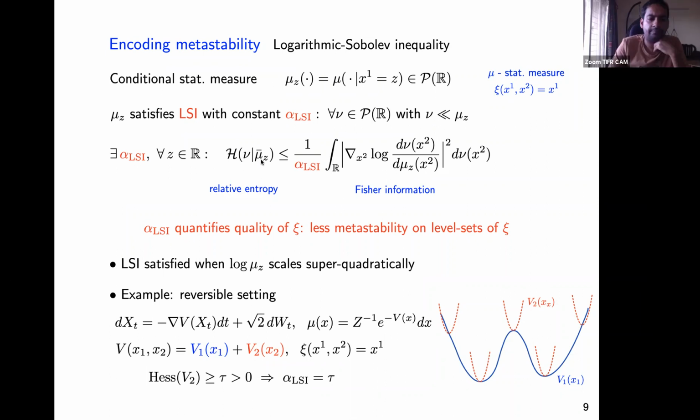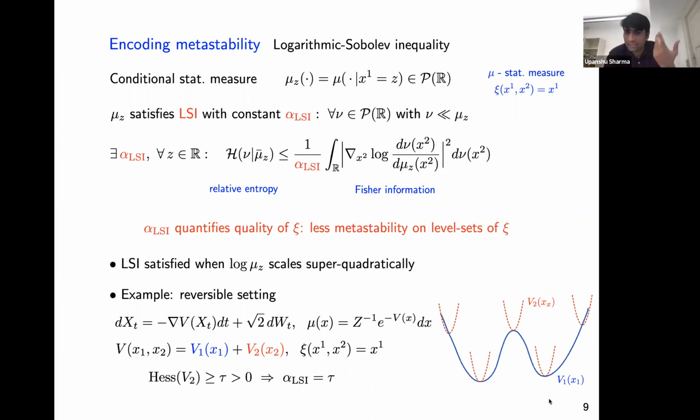If you want a picture in mind, we had this potential U at the very beginning, and we said there is a fast direction and a slow direction. It's very hard to find this log Sobolev constant. It's easy to say which kind of measure satisfies a log Sobolev inequality, but finding the constant is hard. Just to give you an example, think of the double well potential we had again. This is an additive potential. In one direction you have the slow process because it has a bump it has to go over, and in the x2 direction you have a quadratic potential. In this simple example, the conditional measure will have a log Sobolev constant which is exactly the lower bound on the Hessian of the quadratic potential. It's a very simple, specific example to keep in mind.